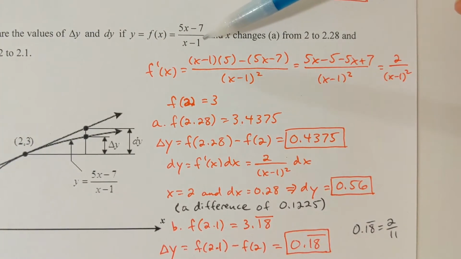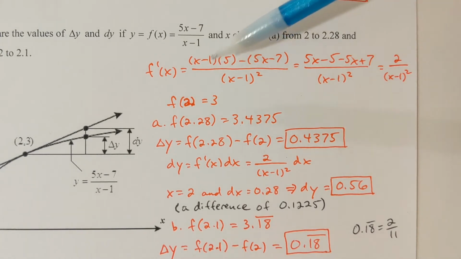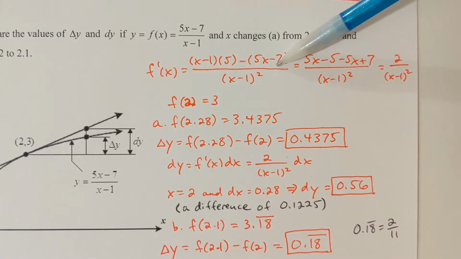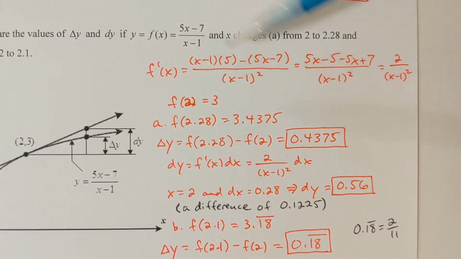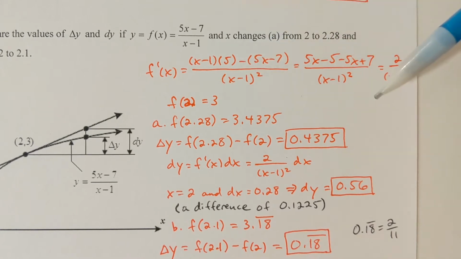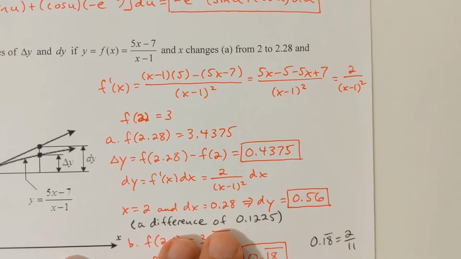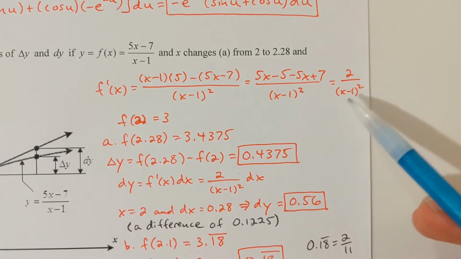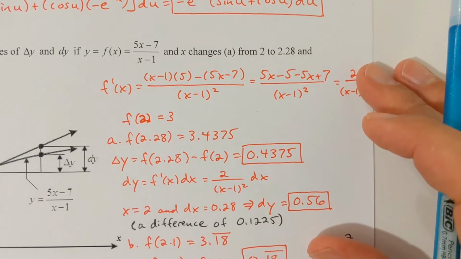It's going to be a quotient rule. Okay, f prime of x, we need the bottom, which is x minus 1, times the derivative of the top, which is 5, minus the top, that's 5x minus 7, times the derivative of the bottom, that's 1, all over the denominator squared. Simplify that in the numerator, I'll get 2, and then divided by x minus 1, the quantity squared.